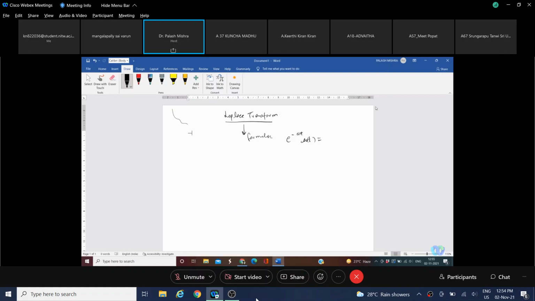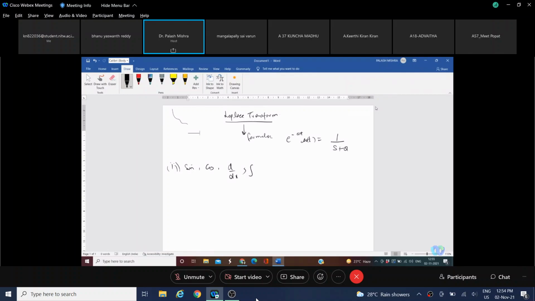Laplace transform of e to the power minus at ut is 1 upon s plus a. Similarly, we have dealt with the Laplace transform of the sine function, the cosine function, the differentiation function d by dx, and the integral function. So these four formulas we have dealt with.